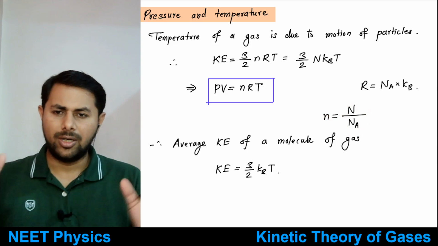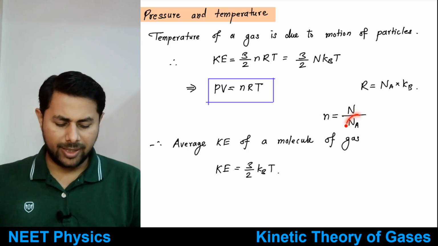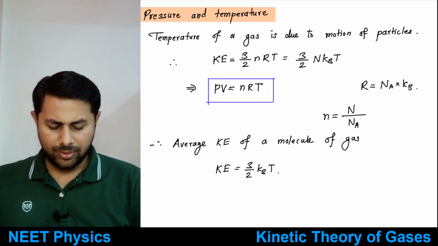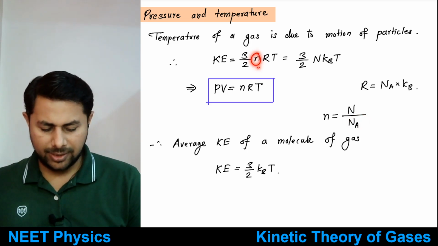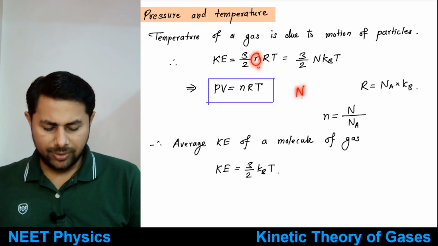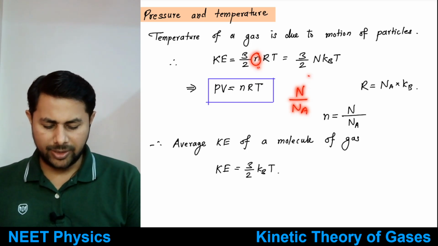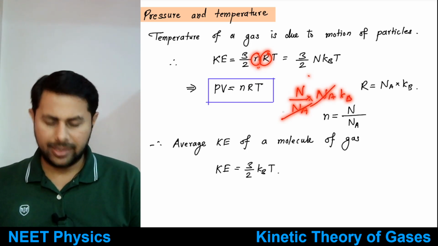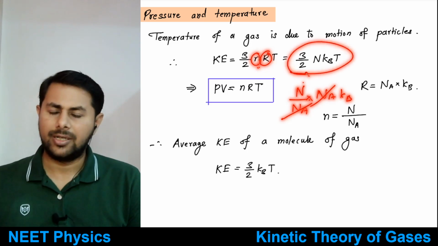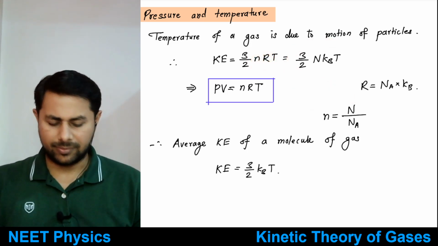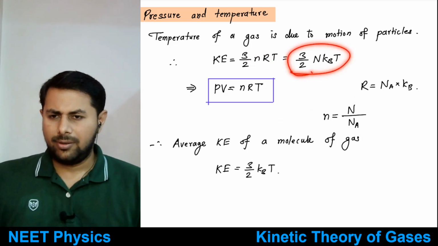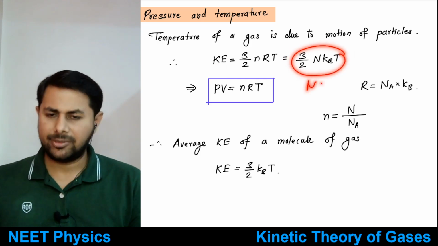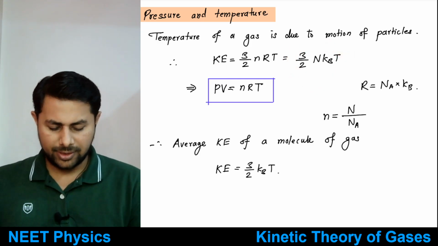What is the number of moles? The total number of molecules in a gas divided by the number of molecules in 1 mole of gas. So you just substitute that here. n is equal to N divided by Na, and R is equal to Na multiplied by Kb, so that Na gets cancelled out. Then what do you get? 3 by 2 N times KbT. So kinetic energy is also equal to 3 by 2 N KbT. Is this thing clear?